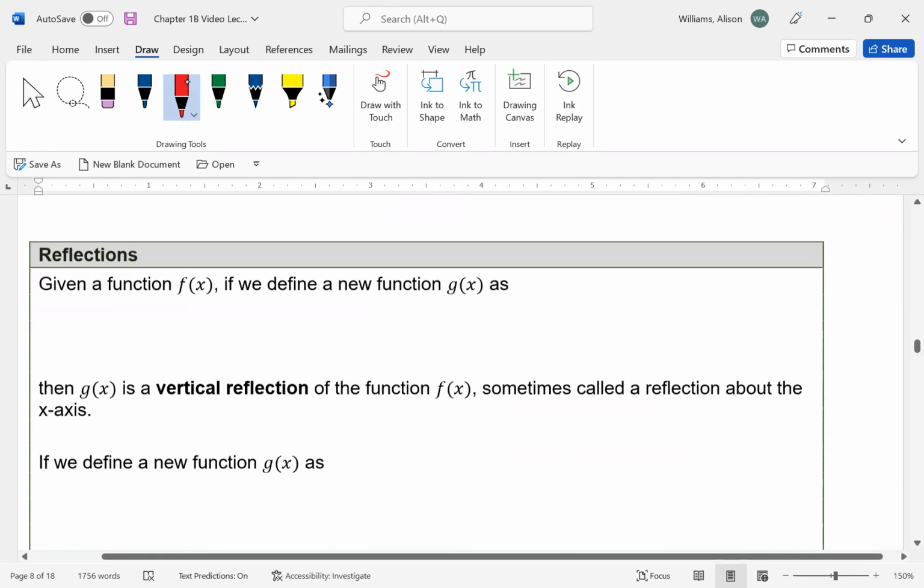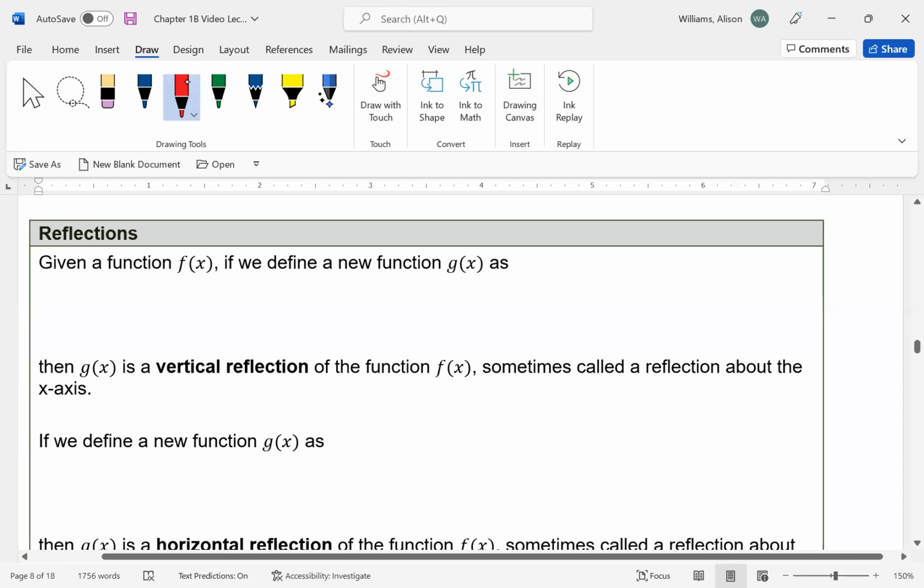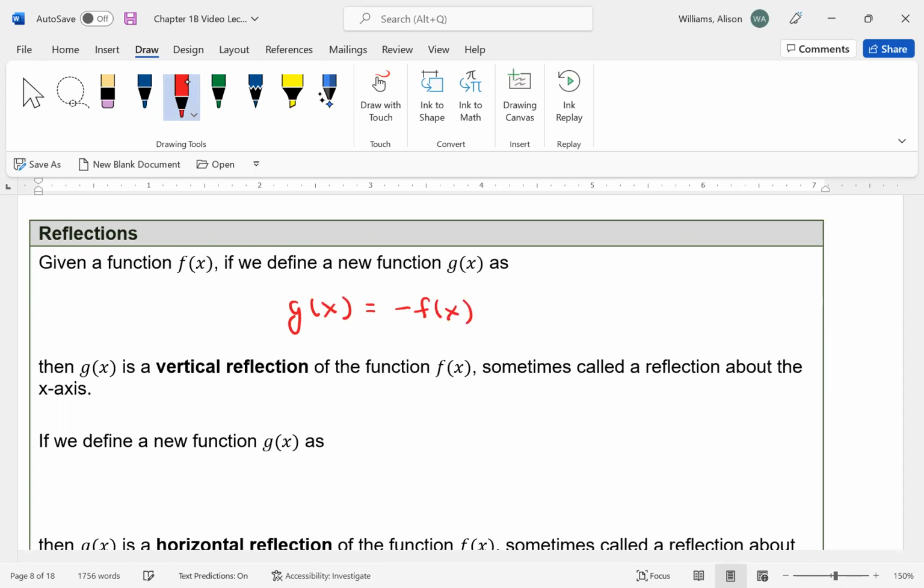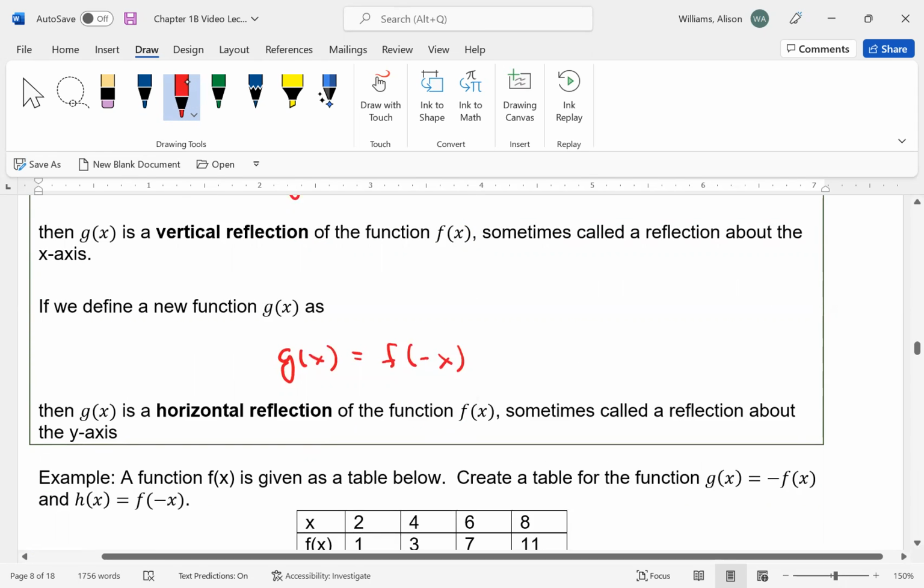Okay, now let me go ahead and write the general formula for reflection. So given function f of x, we define g of x as negative f of x, which basically changes the output values, and that ends up being a reflection across the x-axis or the horizontal axis. If we define g of x where we apply the negative to the x, that affects the input values, and that ends up reflecting across the y-axis. So applying it to the output values is a vertical reflection. Applying it to the inputs is a horizontal reflection.